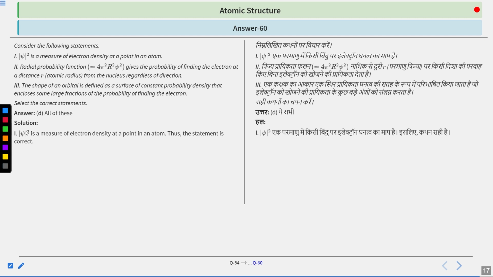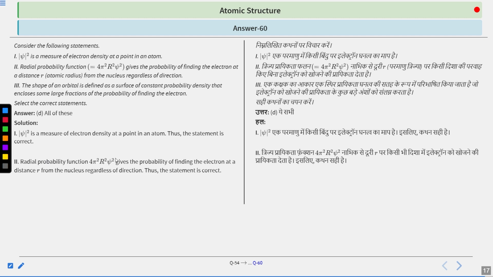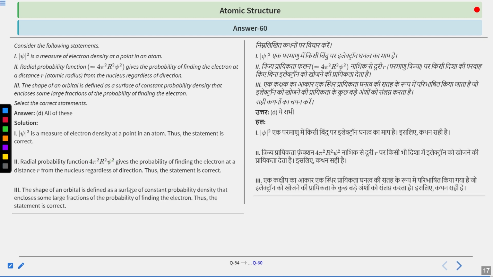How? Psi is your wave function. If you square it, that is your amplitude, and that amplitude is nothing but a probability density. You must have seen this multiple times: psi has no physical significance, it is just the wave function, but if you square it, it gives the probability of finding the electron. Second, the radial probability function is irrespective of the direction that we are taking. The third statement: whenever you plot this probability density, you get various points. When you take a large number of these points of this function, you get a shape, which is the shape of the orbital. So this statement is also correct.